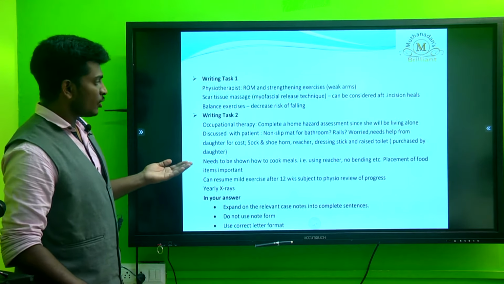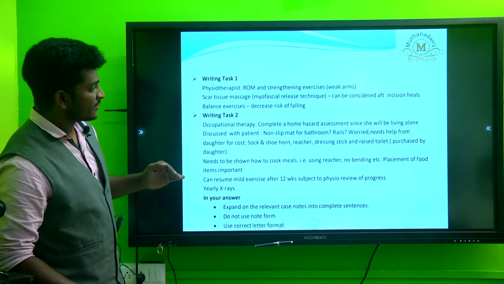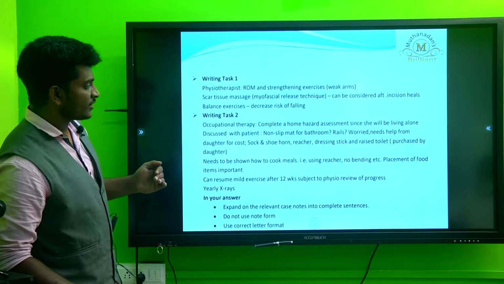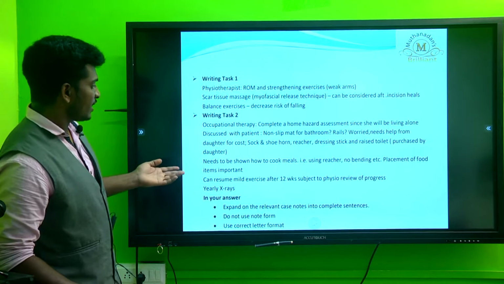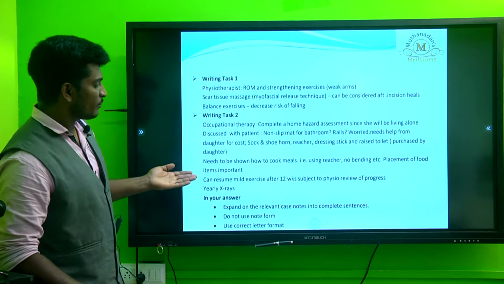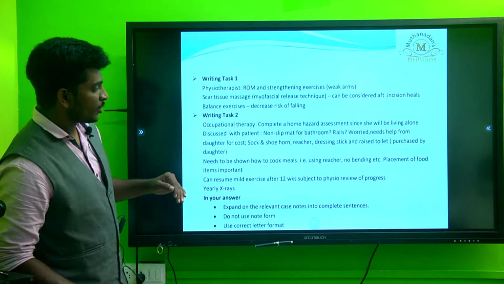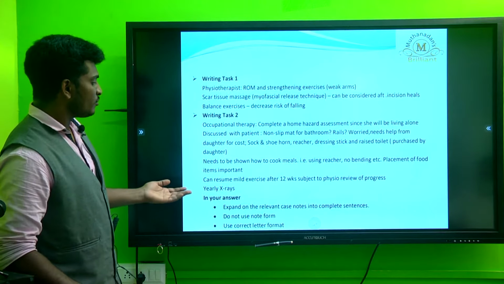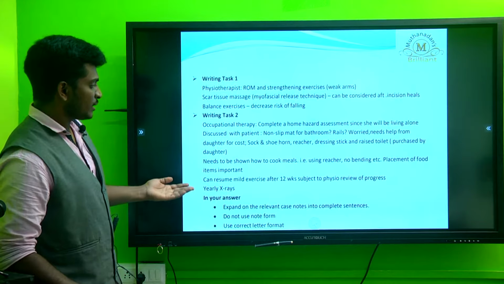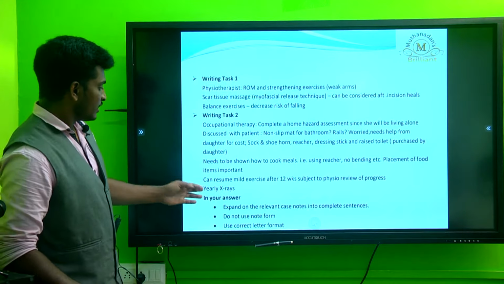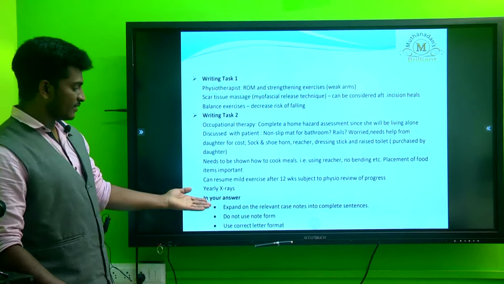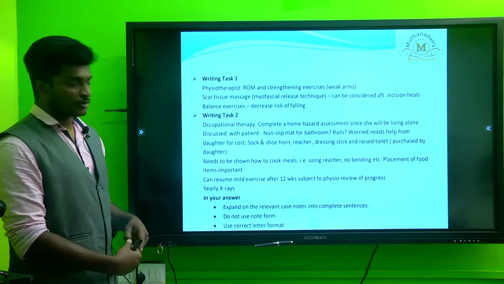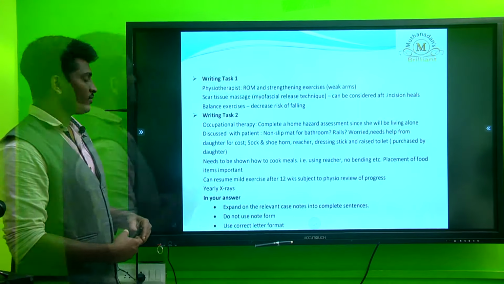Discussed with patient, non-slip mat for bathroom, rails, worried needs help from daughter for cost. Sock and shoe horn, reacher, dressing stick and raised toilet purchased by daughter. Needs to be shown how to cook meals, that is using reacher, no bending, etc. Placement of food items important. Can resume mild exercise after 12 weeks subject to physio review of progress. Yearly x-rays. In your answers, expand on the relevant case notes into complete sentences. Do not use note form, use correct letter format.